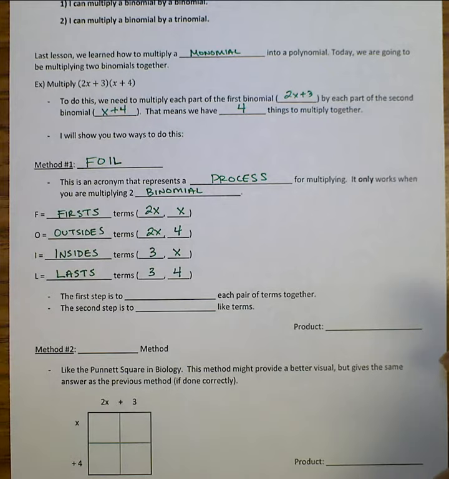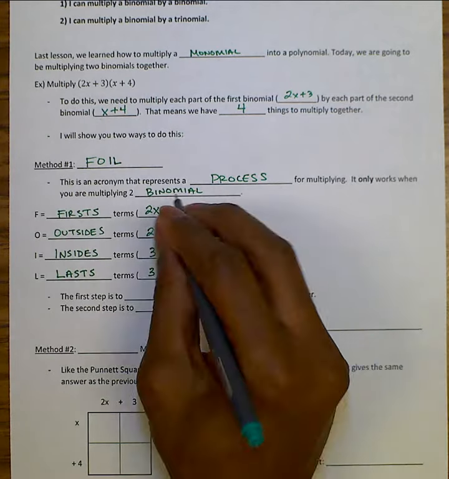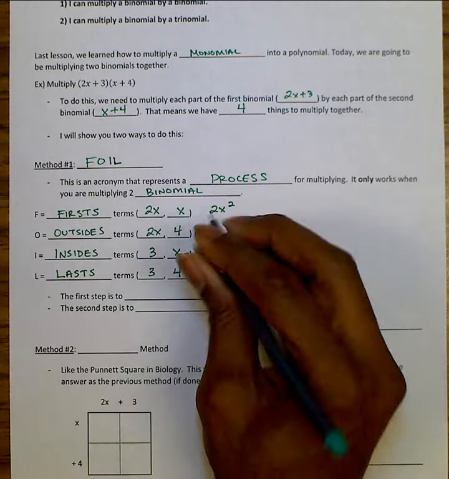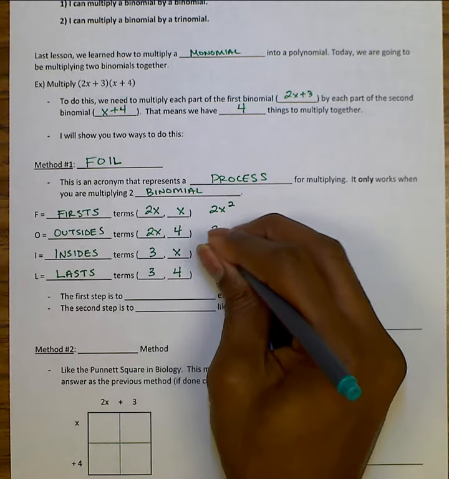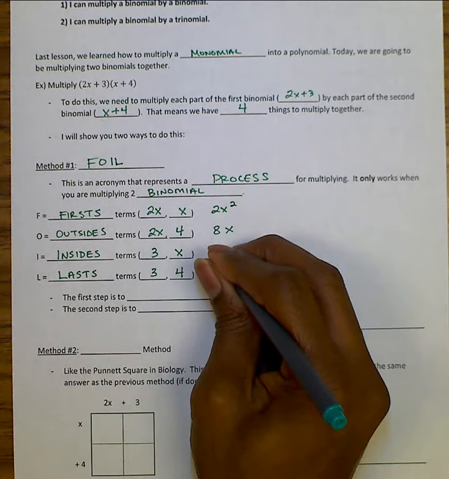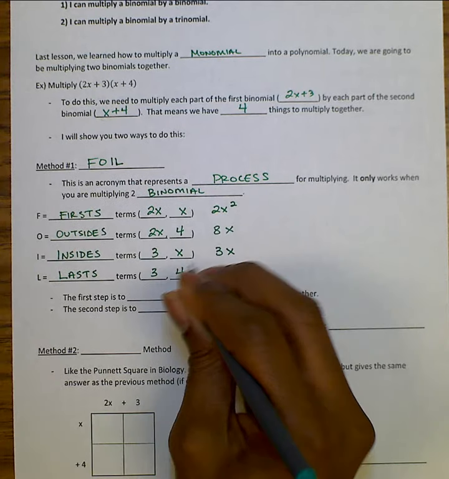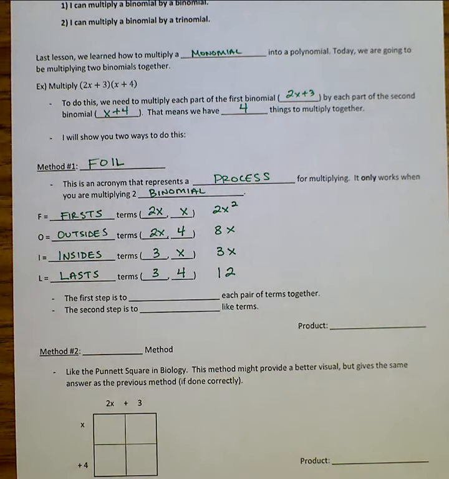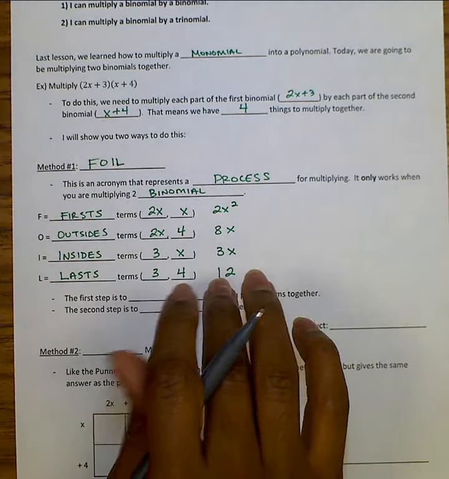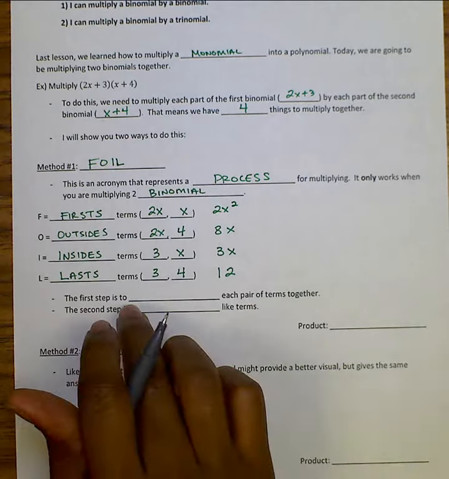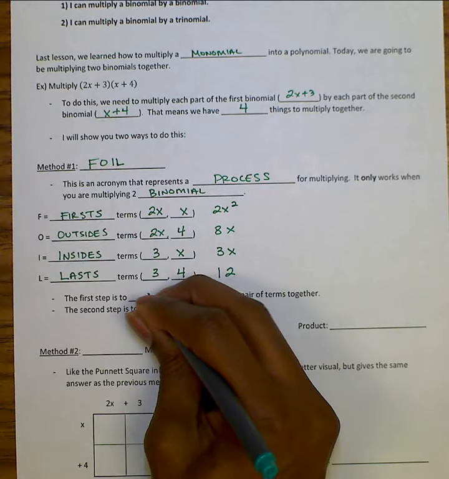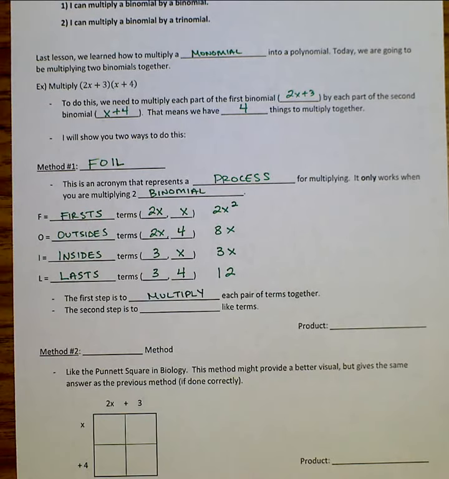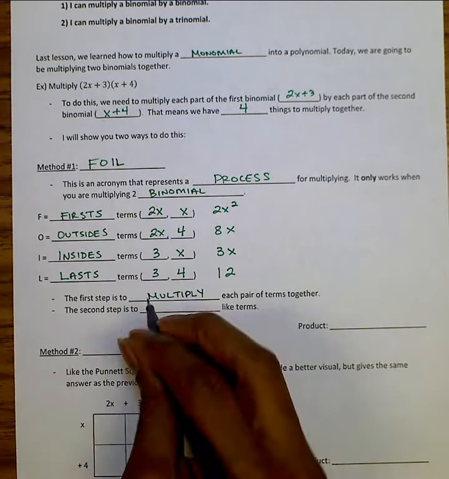So when we multiply those together, 2x times x gives us 2x squared. 2x times 4 gives us 8x. 3 times x is 3x, and 3 times 4 is 12. So that's our first step. Our first step is to multiply each pair of terms together. The second step is to add like terms.